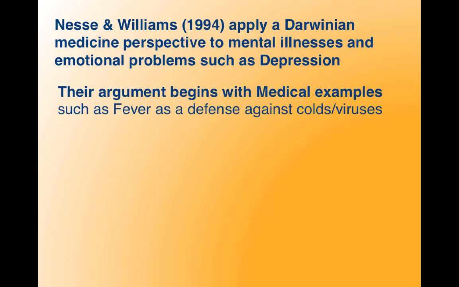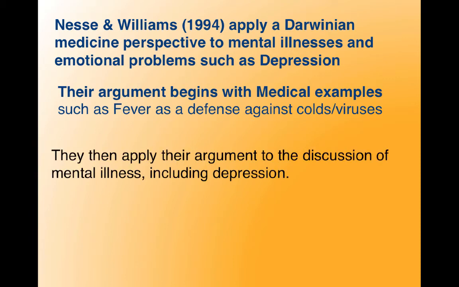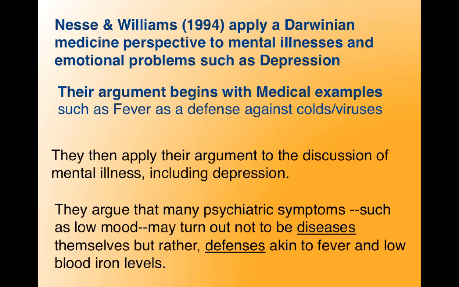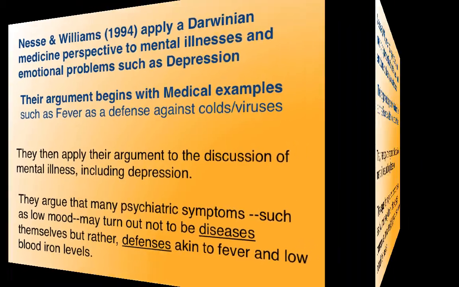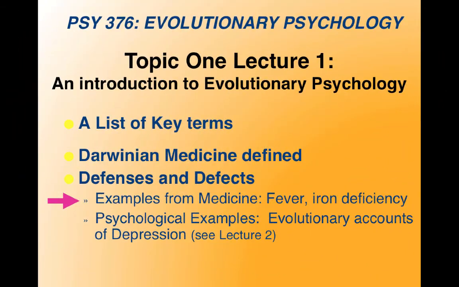Their argument begins with medical examples such as fever as a defense against colds or viruses. They then apply their argument to the discussion of mental illnesses, including depression. They argue that many psychiatric symptoms, such as low mood, may turn out not to be diseases themselves, but rather defenses akin to fever or low blood iron levels. To consider this, let's look at the examples of fever and low blood iron levels.